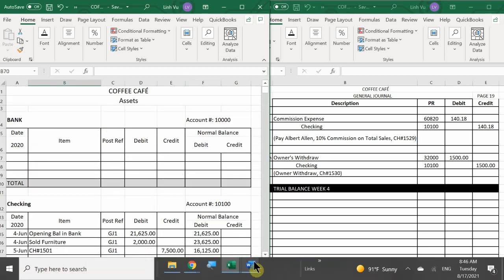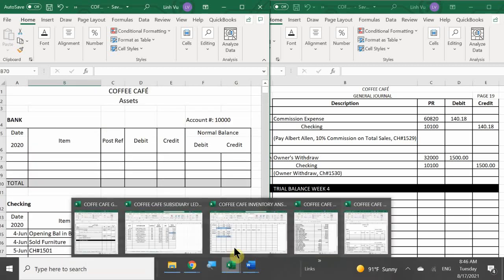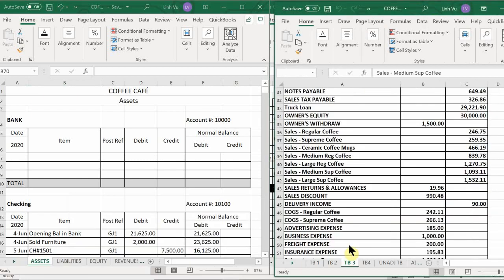And, of course, your financial forms. That's all you need to do to complete the trial balance, okay? Now here, I'm going to show you guys a new trick, or I guess not a new trick, but a trick that you could do in Excel, okay?